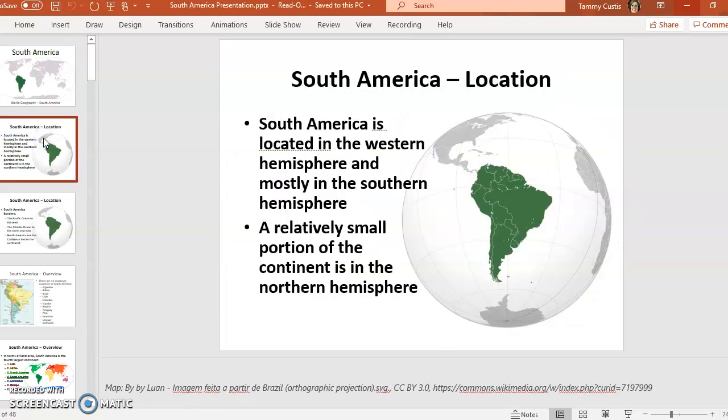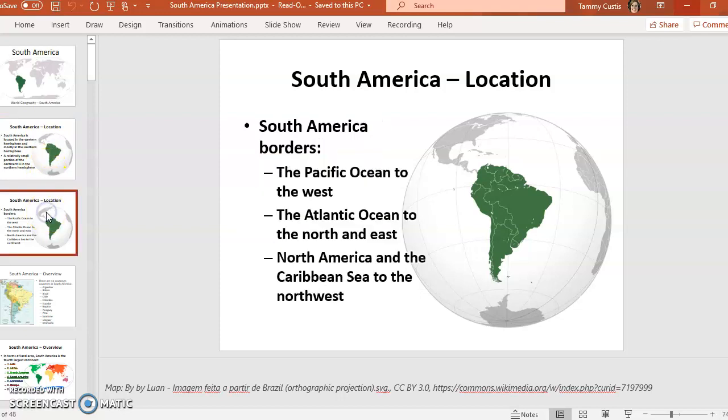All right, South America, Western Hemisphere, okay? Mostly in the Southern Hemisphere. Remember at the beginning we talked about West and East and then North and South. So we're talking about mostly Southwestern Hemisphere, okay? On either side we have the Pacific Ocean and the Atlantic Ocean, okay? We do have the Caribbean Sea.